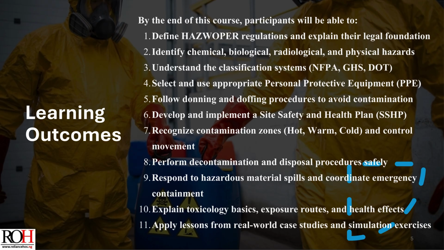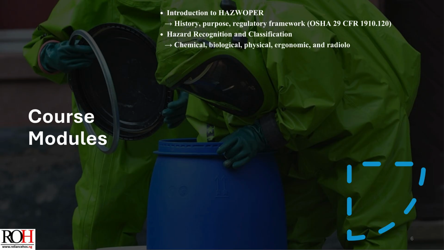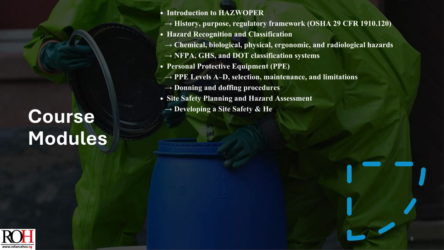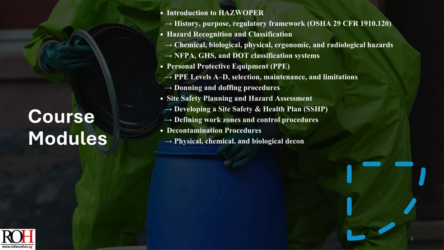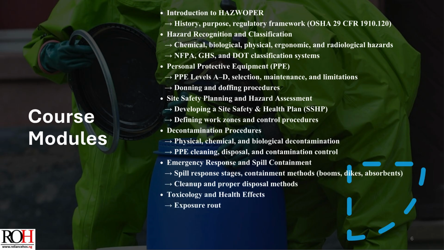Course modules. 1. Introduction to HAZWOPER: history, purpose, regulatory framework, OSHA 29 CFR 1910.120. 2. Hazard Recognition and Classification: chemical, biological, physical, ergonomic, and radiological hazards. NFPA, GHS, and DOT classification systems.